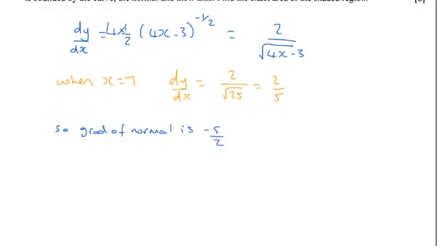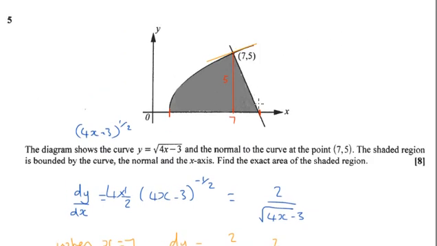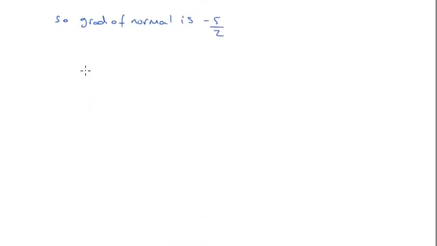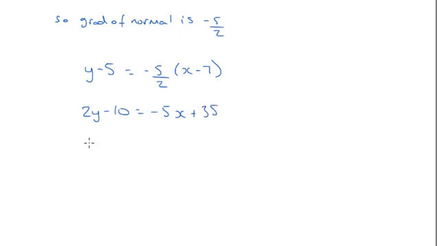Now the reason that's useful is because what we know now is we know the gradient of a line and a point on the line, so we can find the equation of the line using y minus y1 equals m(x minus x1). So if we now do y minus 5 equals minus 5 over 2 (x minus 7), we'll get that, double everything just to get rid of that half. We get that 2y is equal to minus 5x plus 45. So that's our version of the equation of the line.